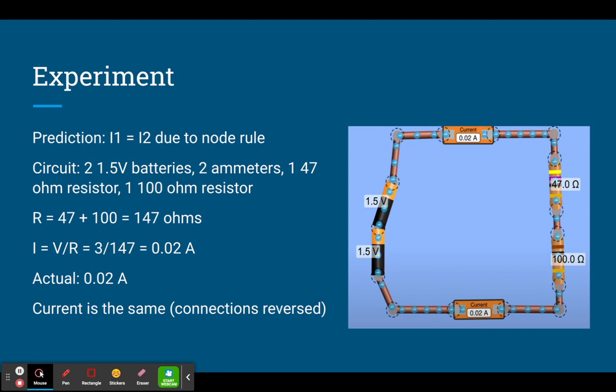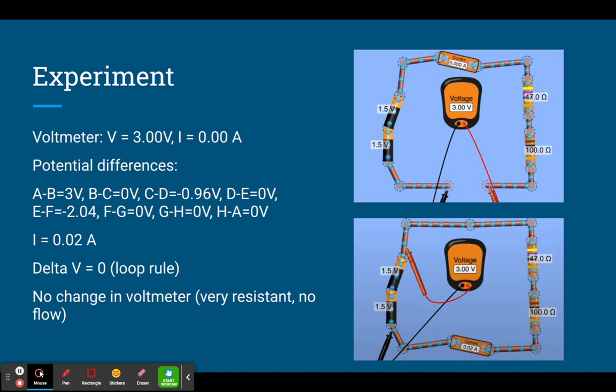So for the first part of this, the prediction was that I1 will equal I2 due to the node rule, and the circuit contained two 1.5 volt batteries, two ammeters, one 47 ohm resistor, and one 100 ohm resistor. And the resistance was found by adding those two resistances, so 47 plus 100 equals 147 ohms, and then I was found by dividing V by R, so 3 divided by 147, which was equal to 0.02 amperes, and that was also found to be the actual value. And the current was found to be the same, even though the connections were reversed here.